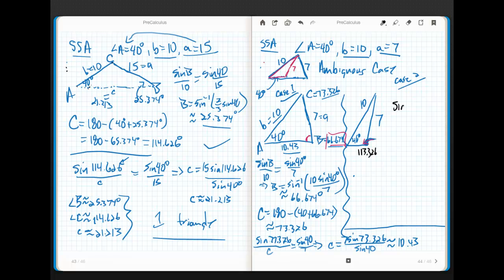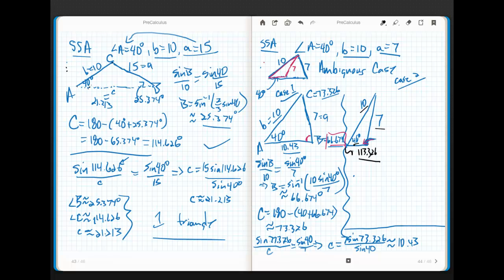I'm going to solve it using this guy. I know that the sine of 113.326 is to 10 as sine of 40. Whoa, wait, hold on, back up. Sorry, you guys, I screwed that up. I apologize. I know that the side opposite the 113.326 is 10. I know that the side opposite the 40, when I draw these weird little triangles in here, it's easy to get disoriented. I know that 7 is opposite 40.